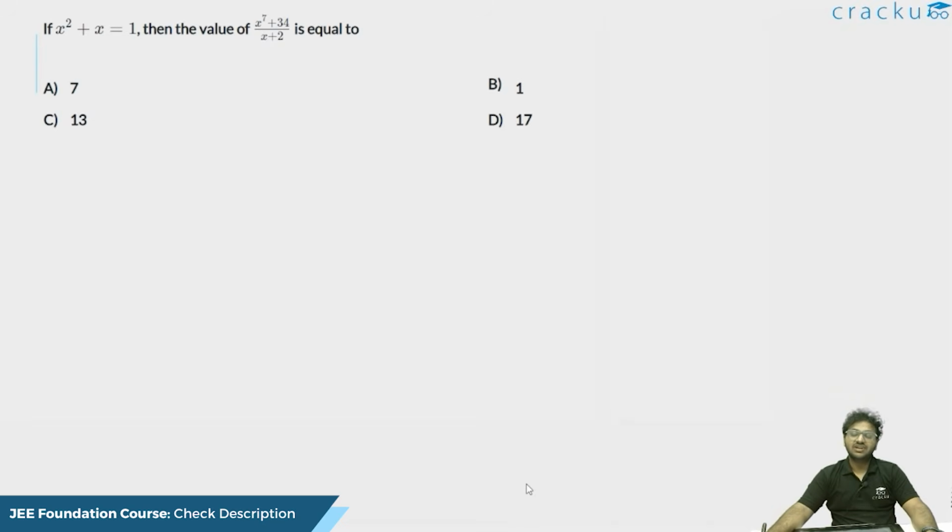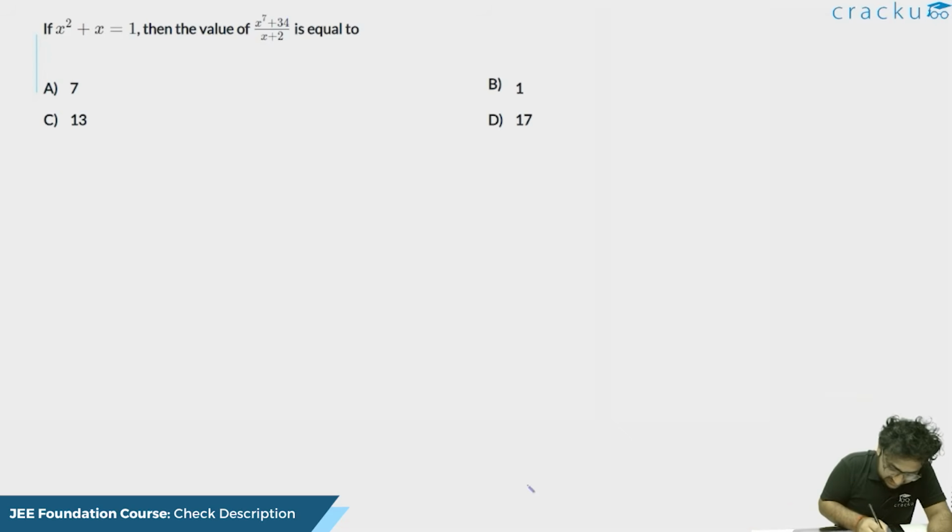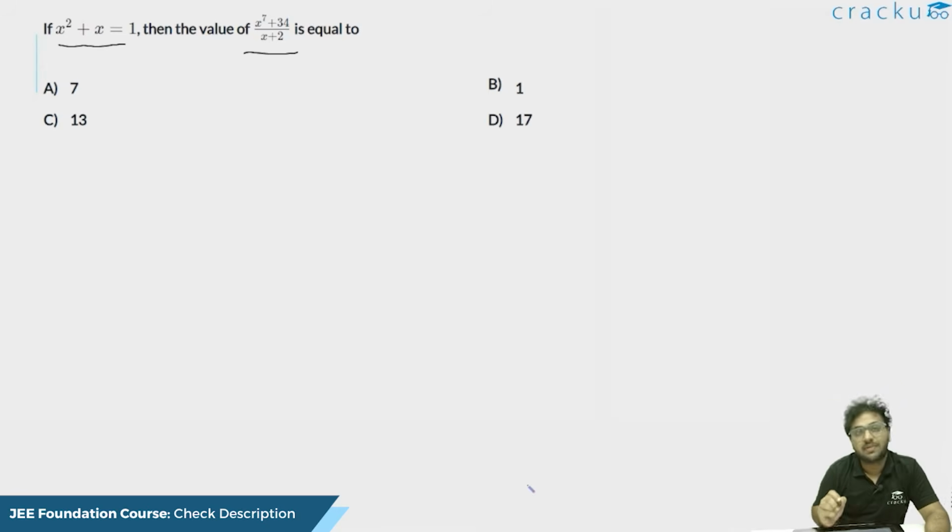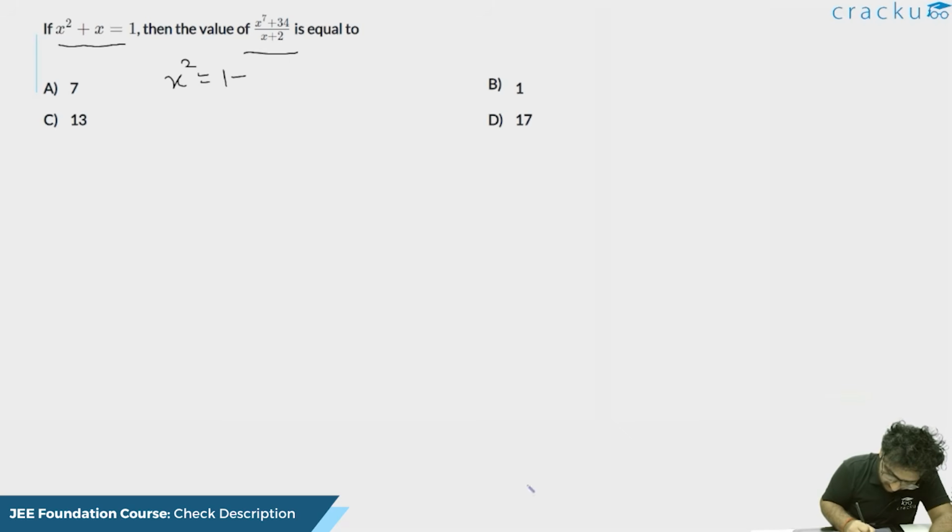Hi everyone. So let us look at this question. The question says that if x square plus x equal to 1, then the value of x to the power 7 plus 34 upon x plus 2 is equal to. Whenever this type of question occurs, my mindset is that I will reduce the x power 7 into something like x or x square. So let us reduce x to the power 7 to either x square or x terms. Okay. So what we can do in this? First of all, x square is equal to 1 minus x.